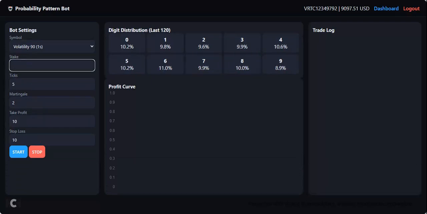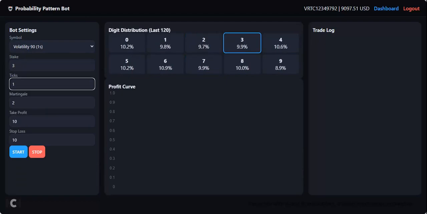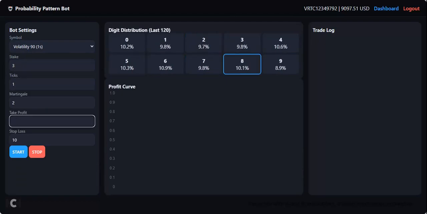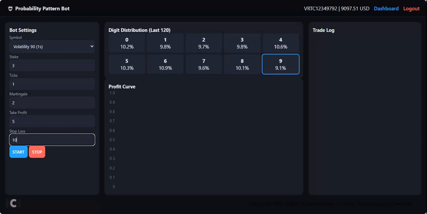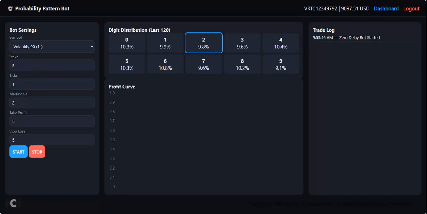Right here on the dashboard, the bot continuously monitors the market and collects digit data from recent ticks. These numbers are then organized into probability distributions, giving us a quick visual overview of how often each outcome appears. Instead of guessing, traders can now see the statistical behavior of the market.